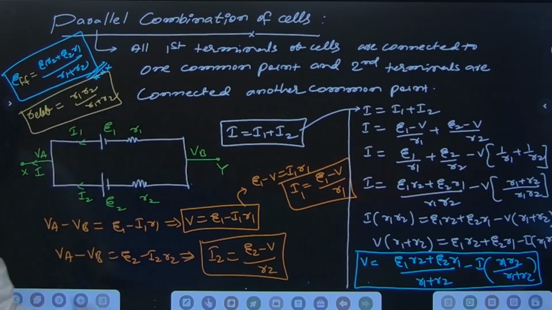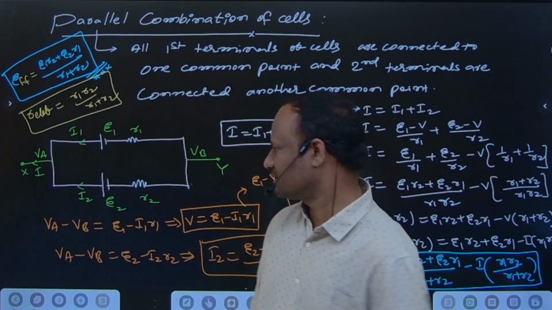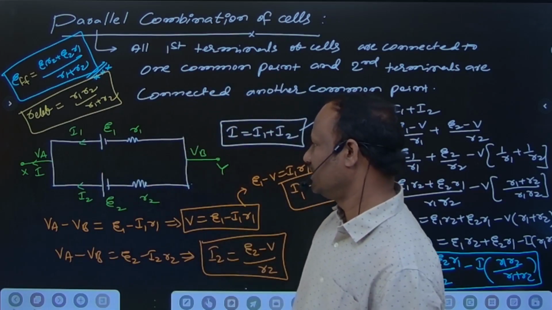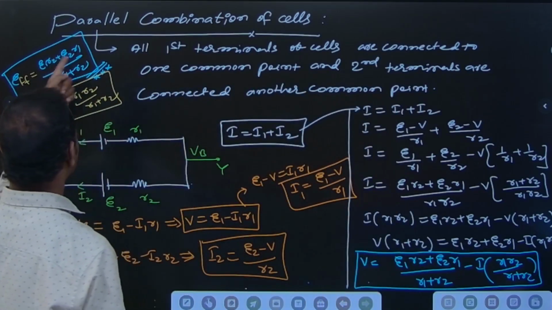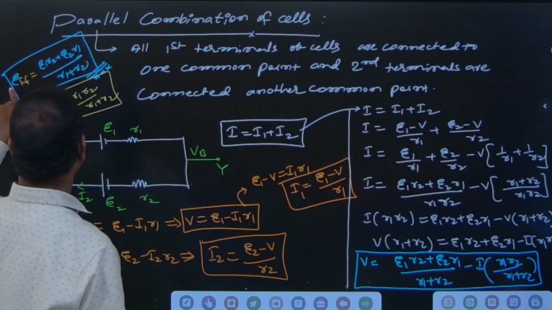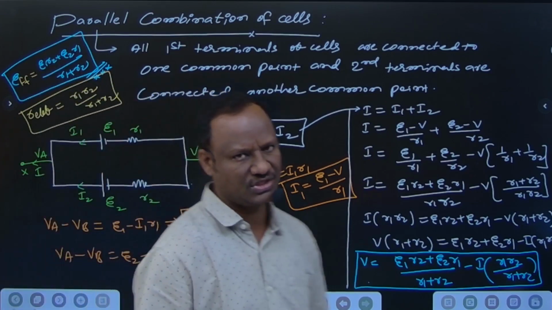So when the cells are connected in parallel combination, if the question says, for example, that a cell is reversed, then it becomes minus E1 R2 minus E2 R1 by R1 plus R2, depending on which one is reversed, for that a minus is to be taken. So the effective EMF follows the sign convention.